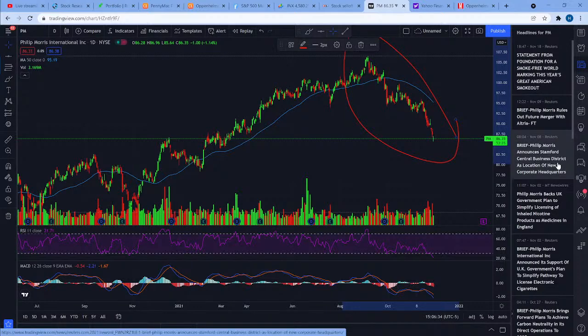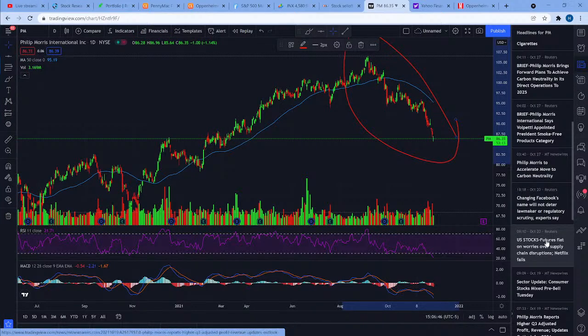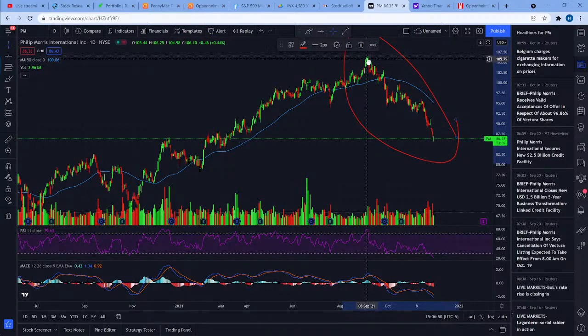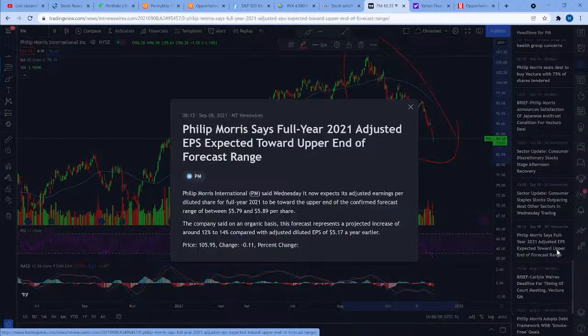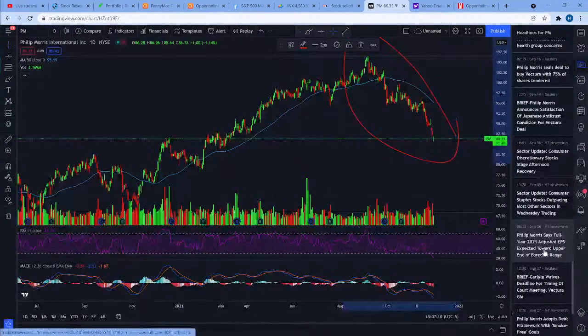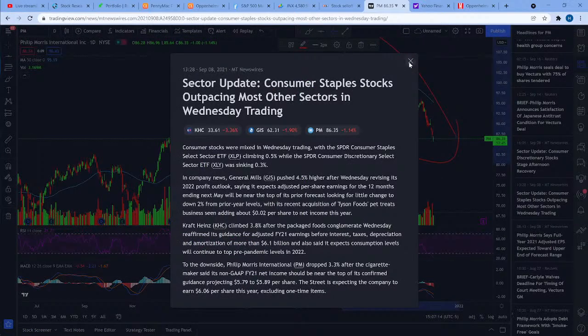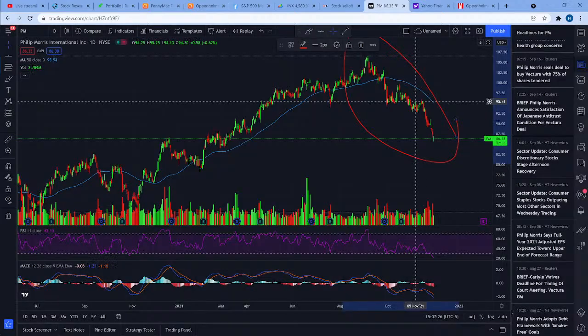All right. When did that start to fall down? About September. Wow, a big fall down. September 27th, 28th. Let's scroll down to back then. September 7th. All right, let's go right here. September 8th, Philip Morris's full year adjusted EPS toward upper end of forecast range. Okay, that's weird if you're expecting higher earnings per share year over year. So that's that news. That's probably not going to be anything. Satisfaction of Japanese antitrust. Receive requisite approval. It's been falling ever since.